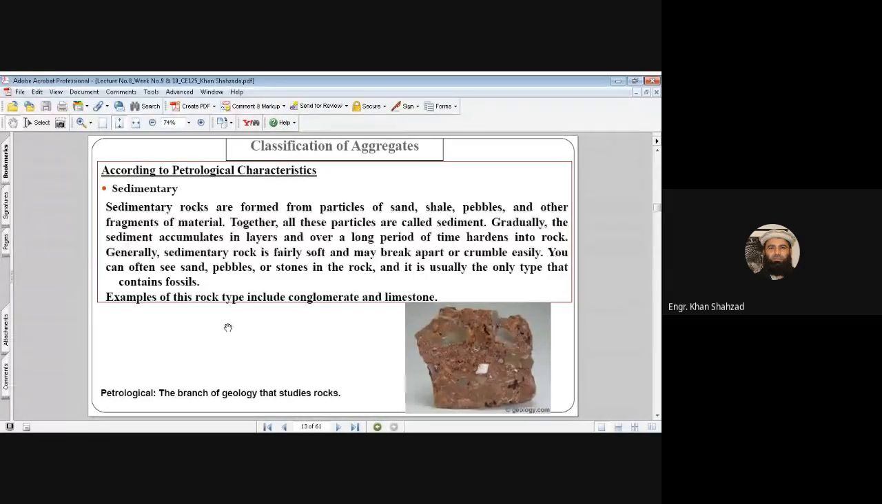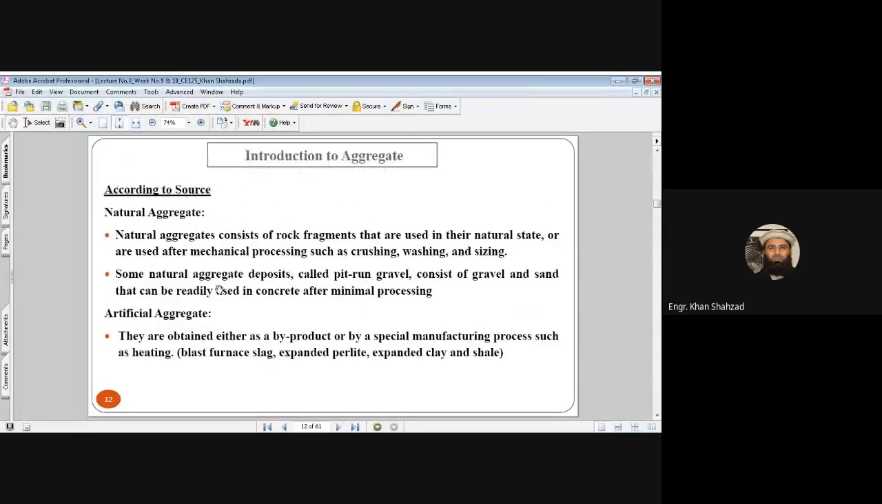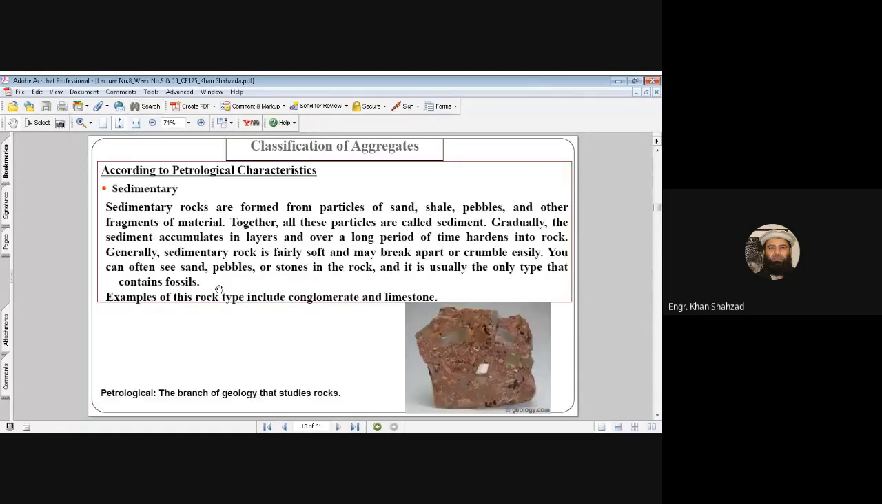Bismillah ir-Rahman ir-Rahim. So in the last class we were talking about introduction to aggregates. So I hope you people remember this topic. Today we will be talking about classification of aggregates. So how can we classify the aggregates?